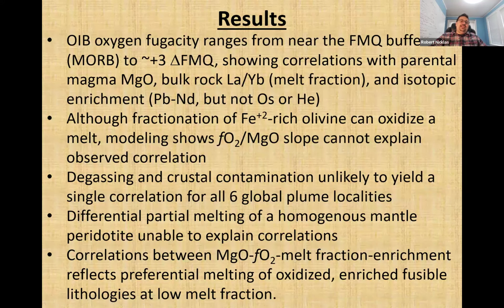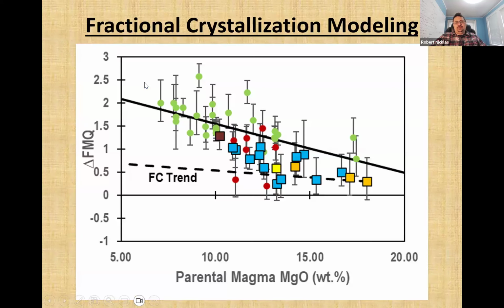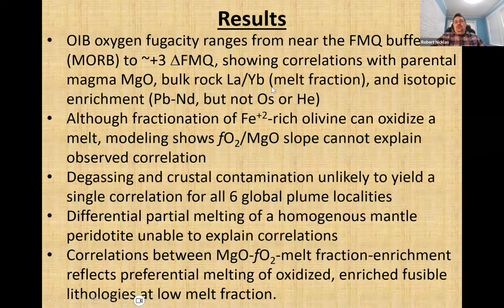So we see a couple things. I just pointed out all the correlations we see. We see no real correlation with osmium or helium. We see some with lead and neodymium. We see rather strong ones with parental magma FO2. Okay, sorry about that. And with bulk rock lanthanum over ytterbium.